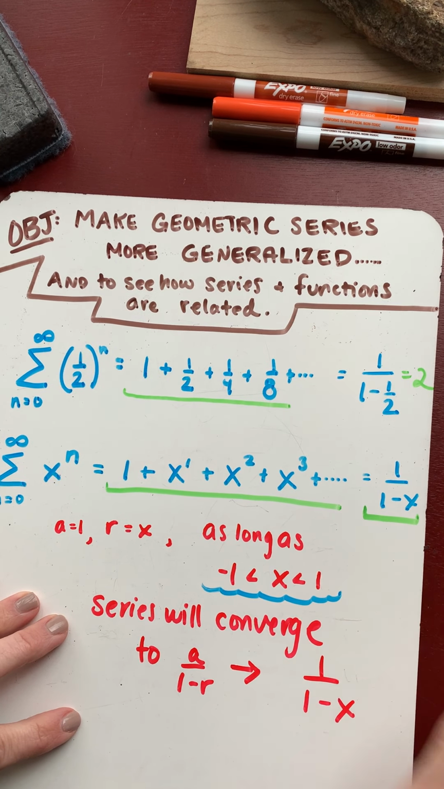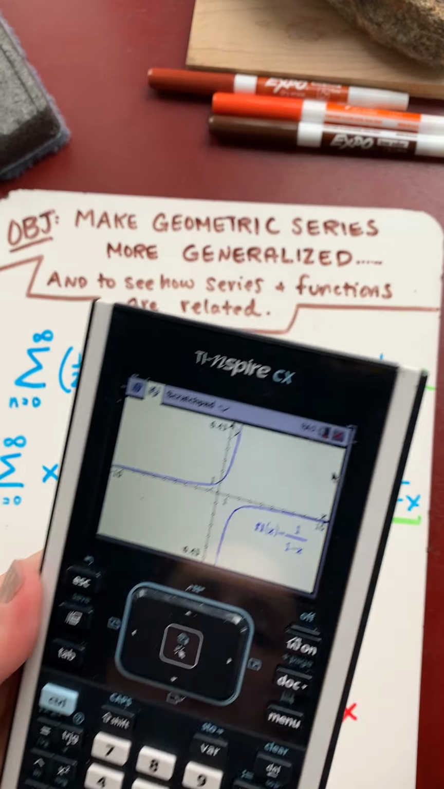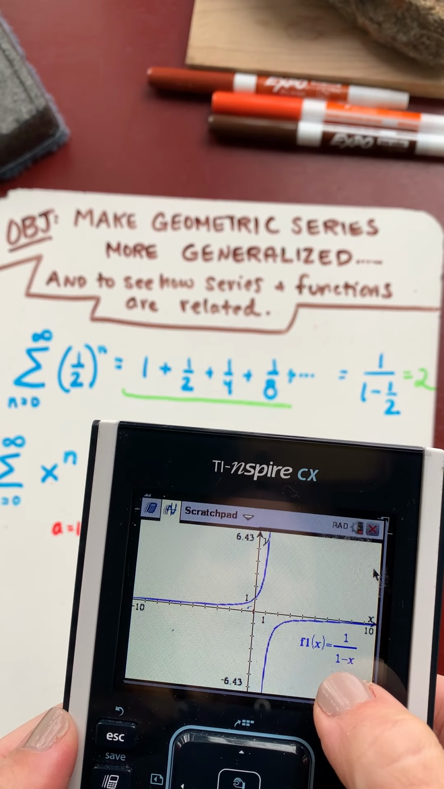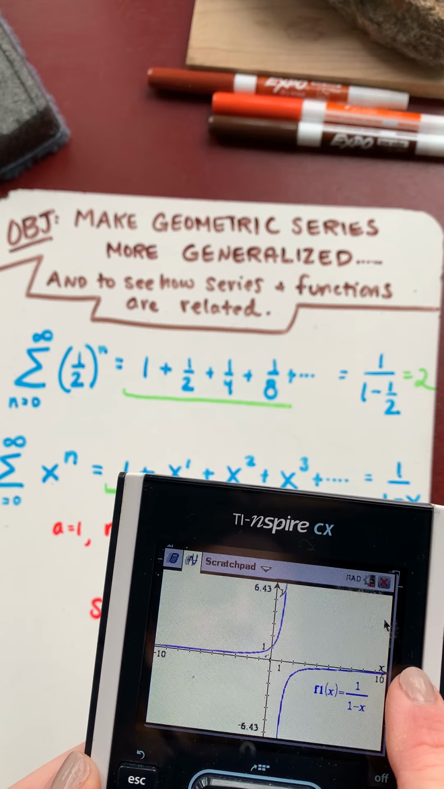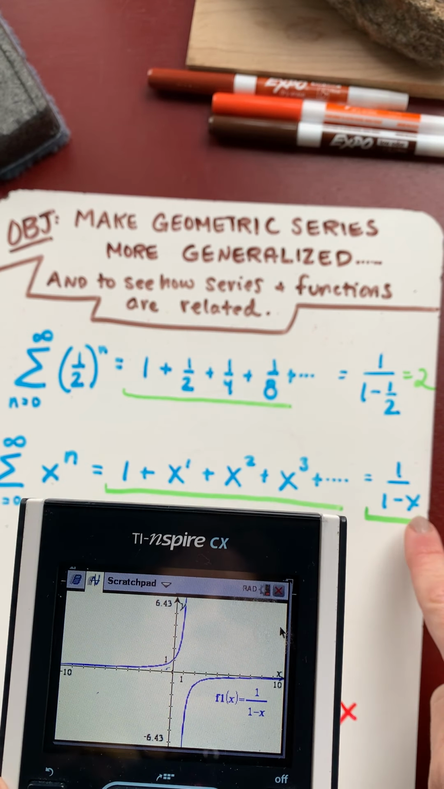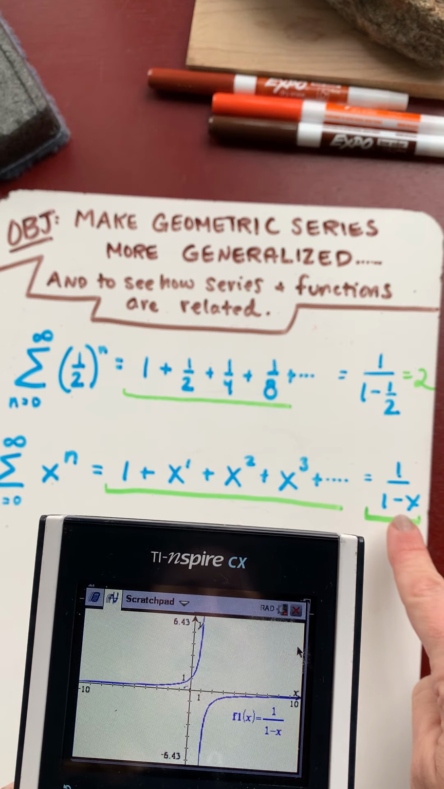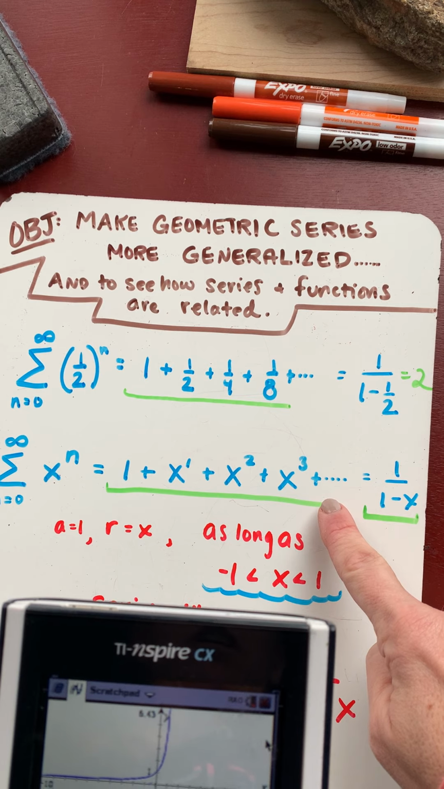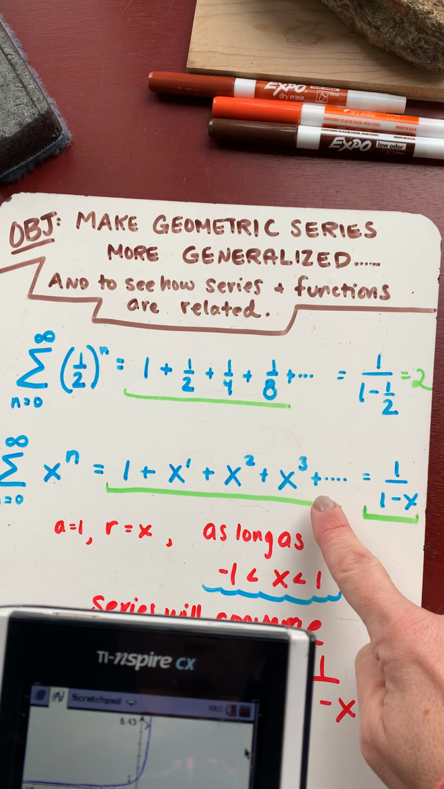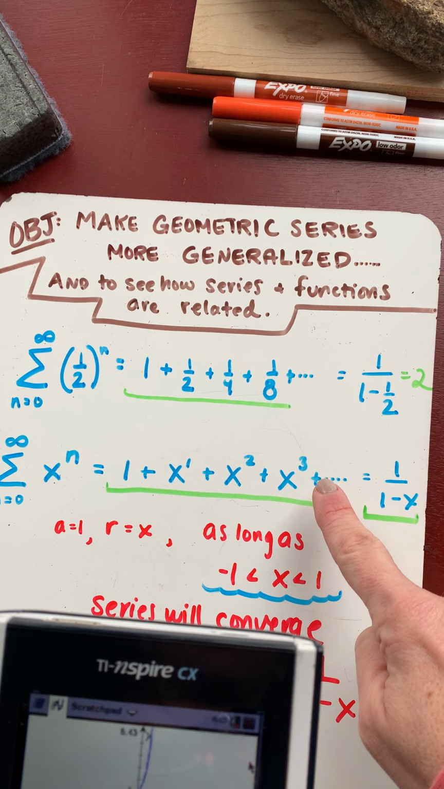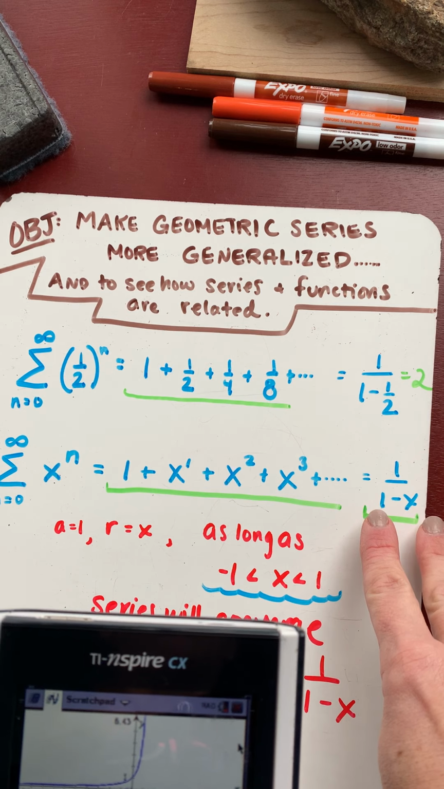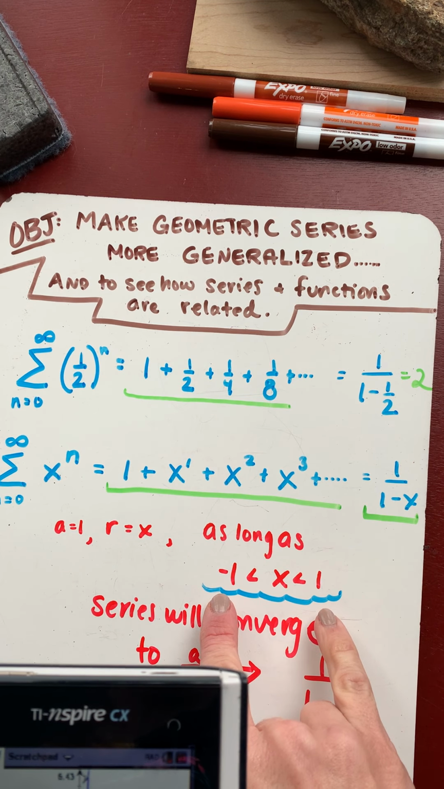If I graph 1 over 1 minus x, so let me see if we can see this. So if I graph 1 over 1 minus x, that's what this looks like. This function, 1 over 1 minus x, should look exactly the same as this series, or as this polynomial, if I could graph every term in the polynomial, which I can't. But this polynomial, this series, will only look like this function when x is between -1 and 1.